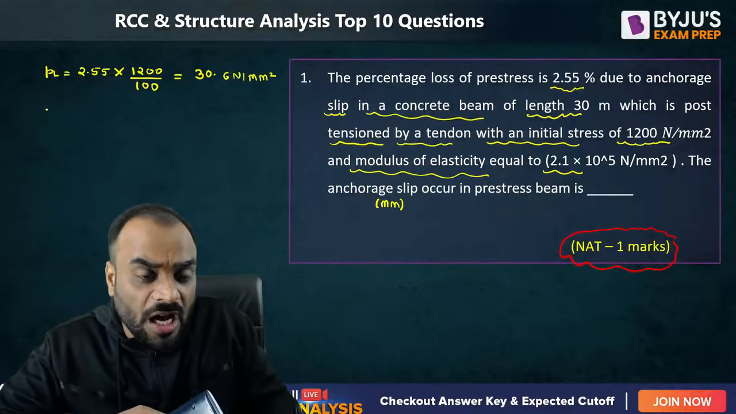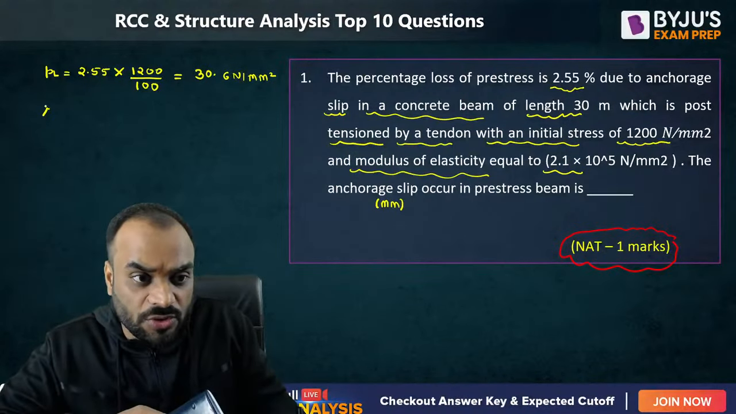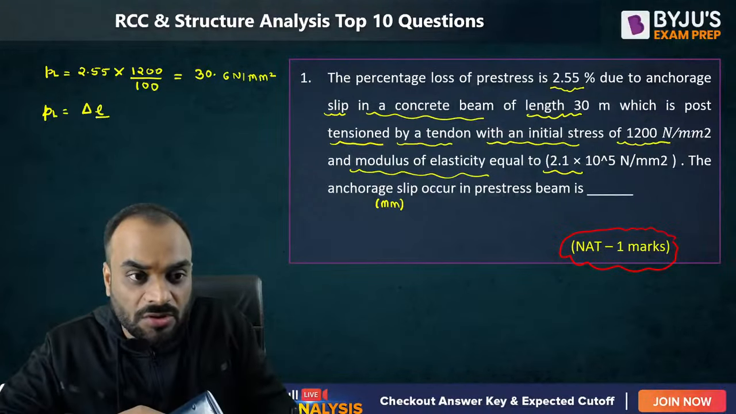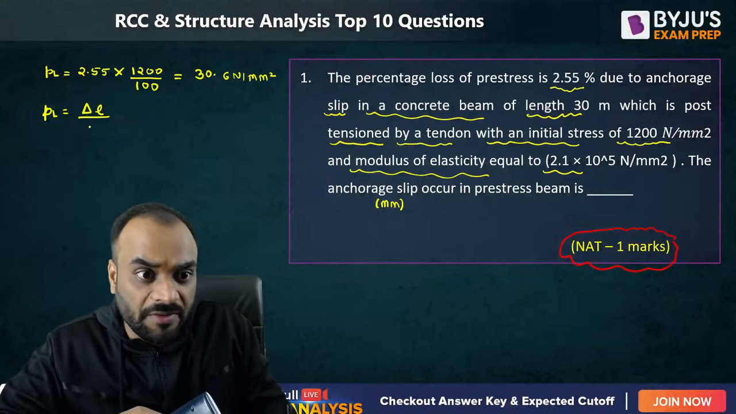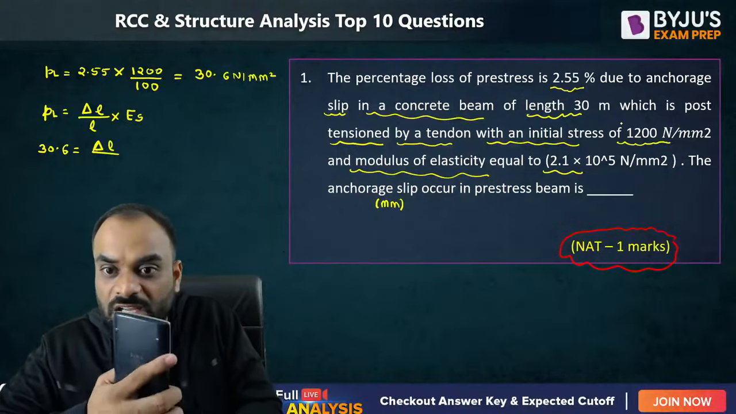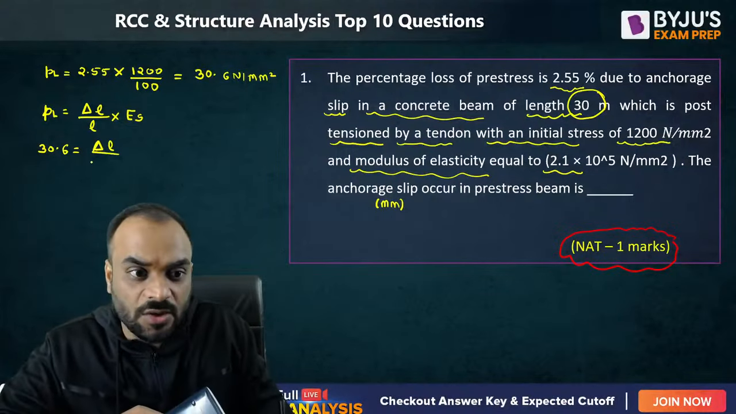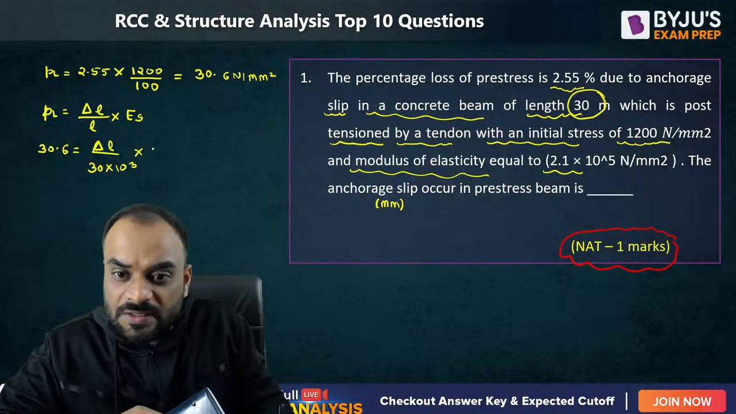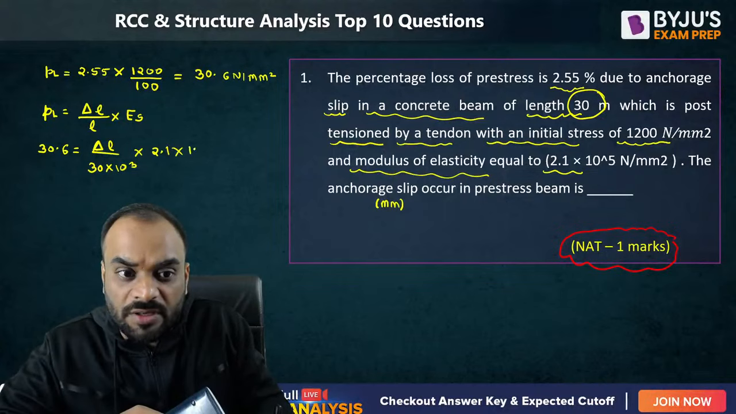Now you know how to calculate the loss of pre-stress. So PL can be written as anchorage slip divided by length of the span multiplied by ES value, right? So what is this PL? PL is already given to us, 30.6. This delta L is not known to us. What is the value of L? L is basically 30 meter, so let's convert it in terms of mm. Then multiply by ES. ES is equal to 2.1 into 10 raised to power 5. Okay. So what is the value of delta L?